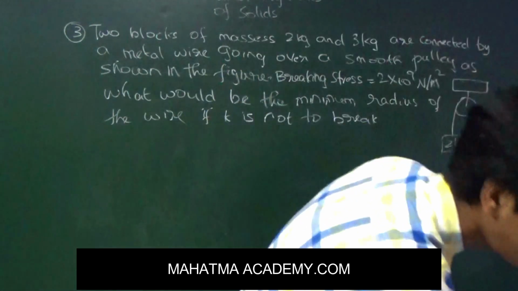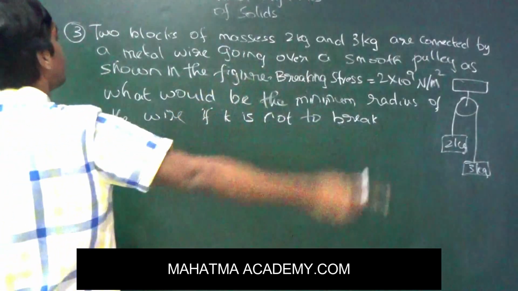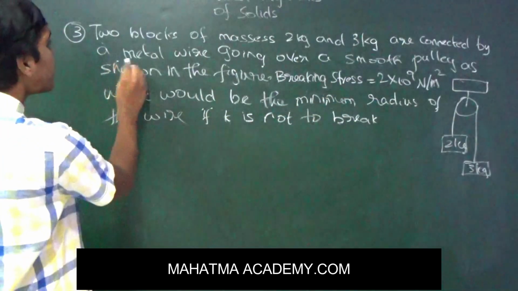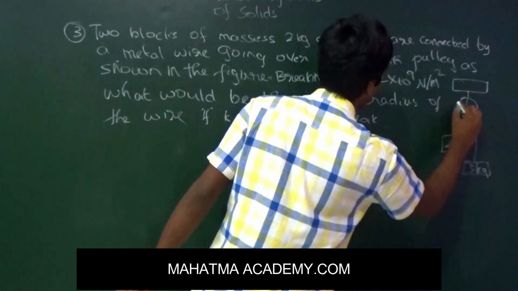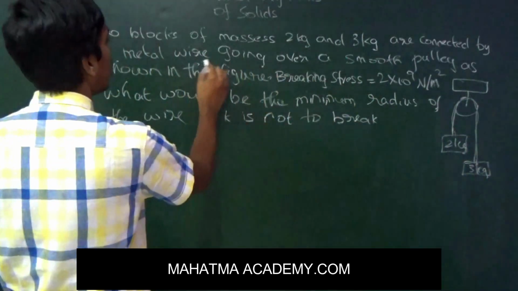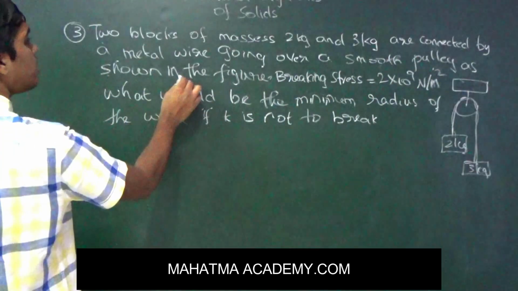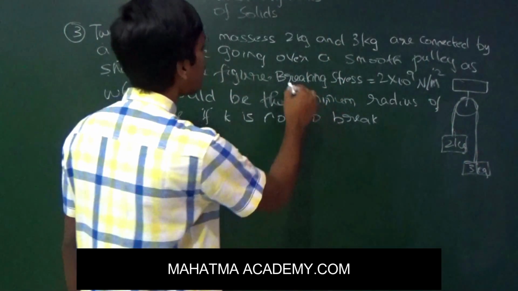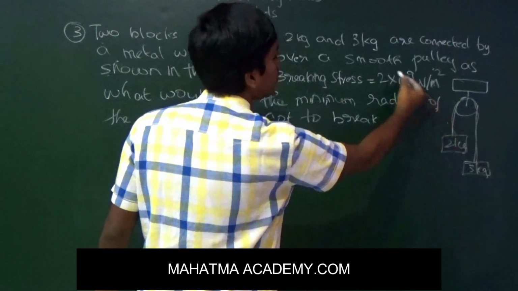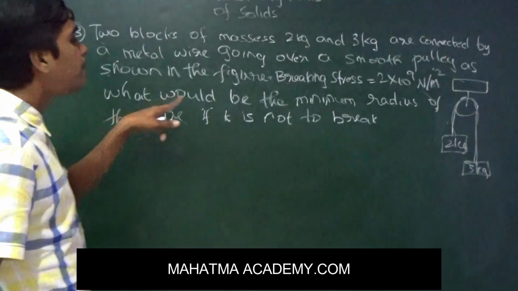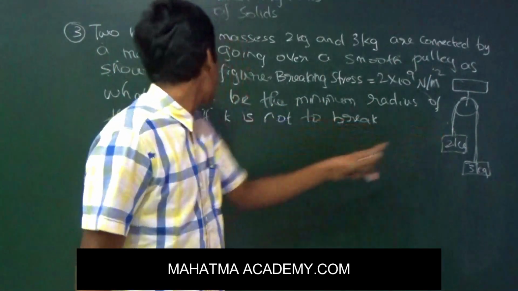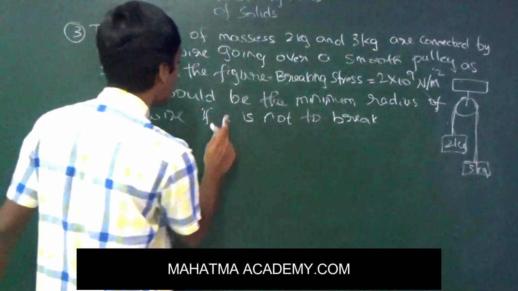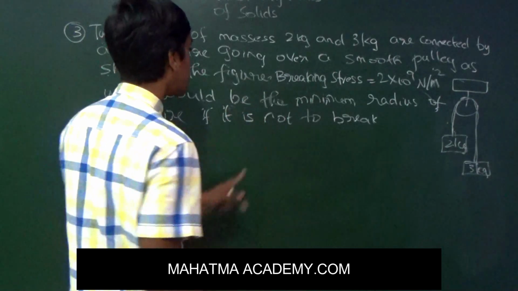Okay, now we will solve this. First we will discuss the question. There are two blocks of mass 2 kg and 3 kg connected by a metal wire. This is the metal wire over a smooth pulley as shown in the figure. Now in the figure showing the two masses 2 kg and 3 kg, and the breaking stress of the wire is 10 to the power of 9. What would be the minimum radius of the wire if it is not to break?